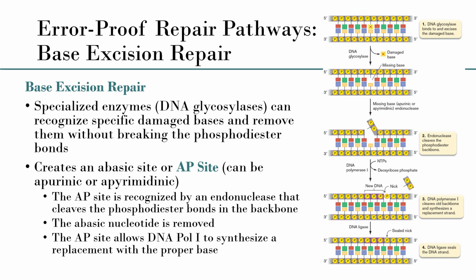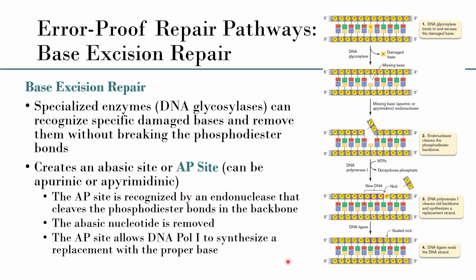The next error-proof pathway is base excision repair. So this requires enzymes called DNA glycosylases. They are going to recognize specific damaged bases and remove them without actually breaking the phosphodiester bond. So they come in and they just remove the nucleotide or the nitrogen base portion of the nucleotide, leaving the backbone intact. So we're missing a little base right there. What this creates is an abasic site, or an AP site, apurinic or apyrimidinic site.